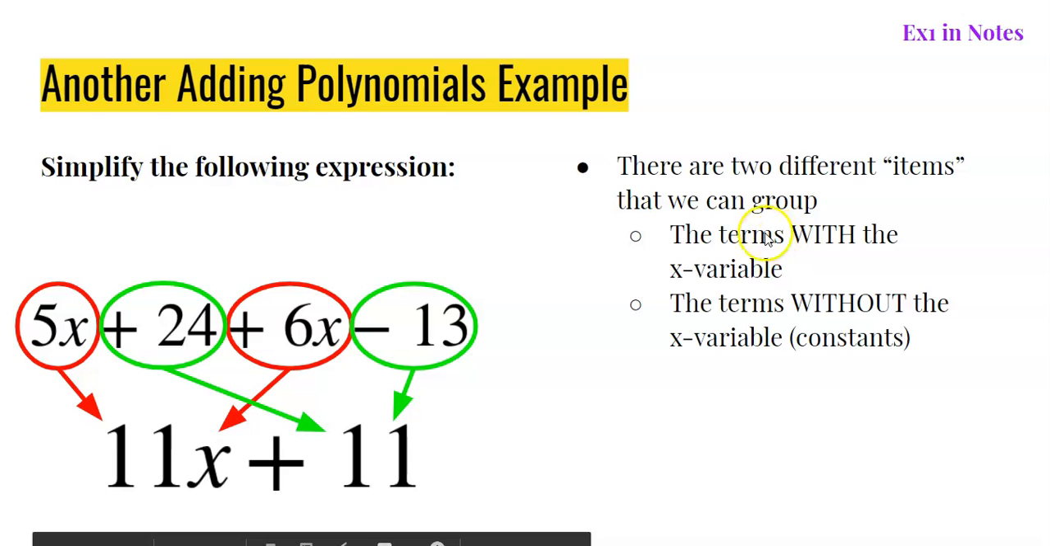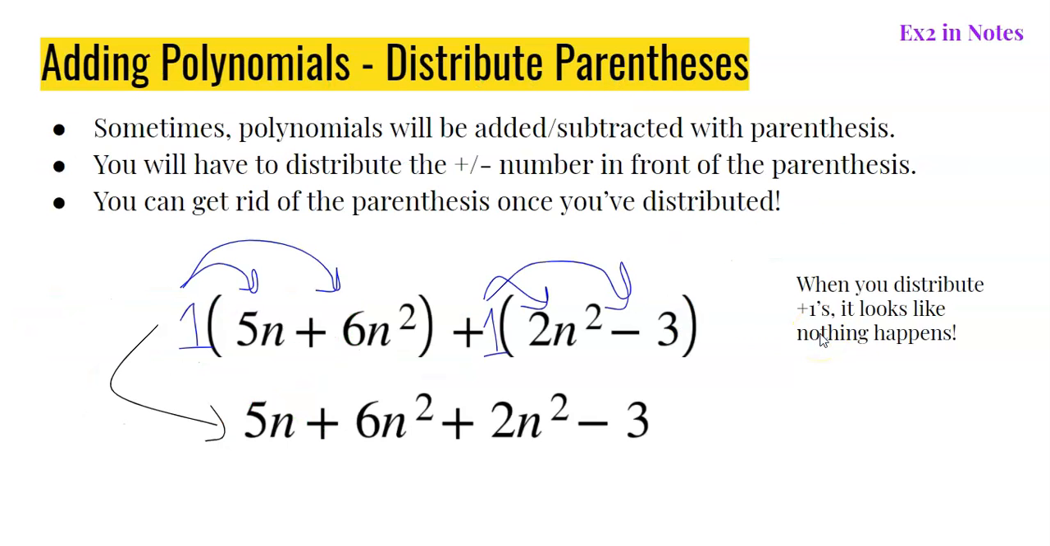So the way we grouped it was we grouped the terms with the x variable together and the terms without the x variable together, which once again we call constants. Now for adding polynomials, sometimes you'll be given polynomials that look like this with parentheses. When you are given these type of scenarios, we're going to have to distribute the parentheses before you can get rid of it.